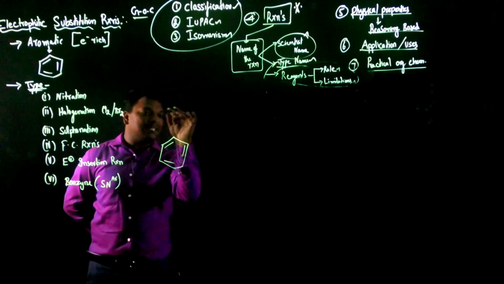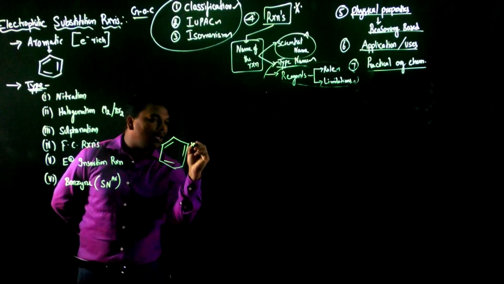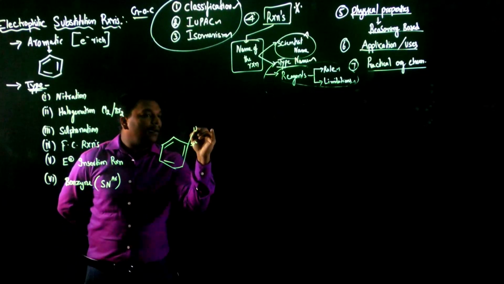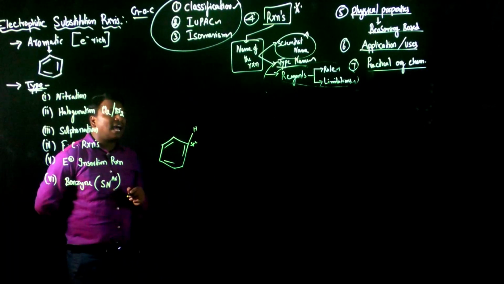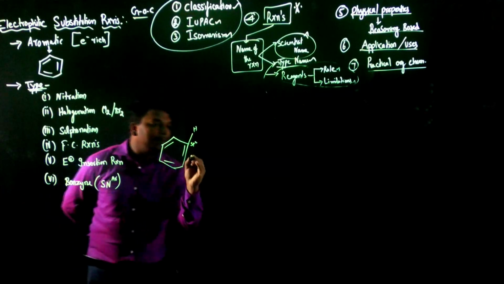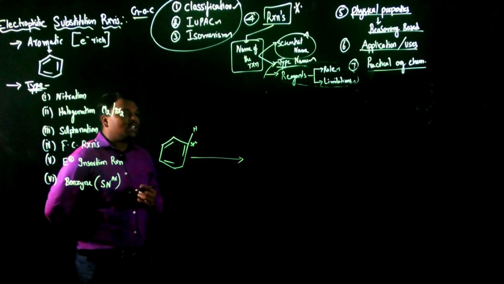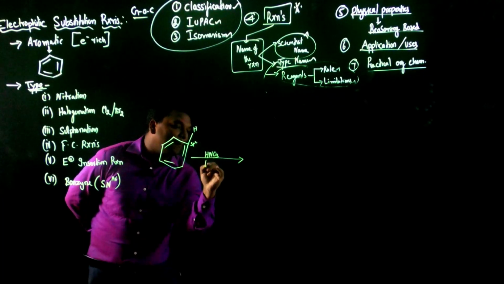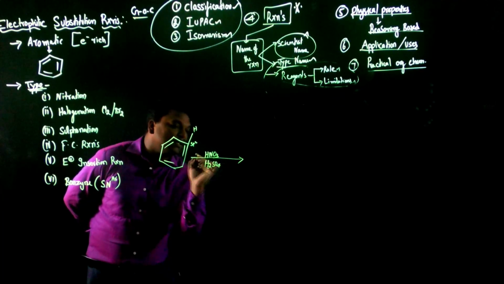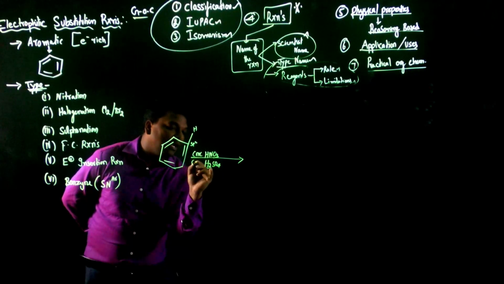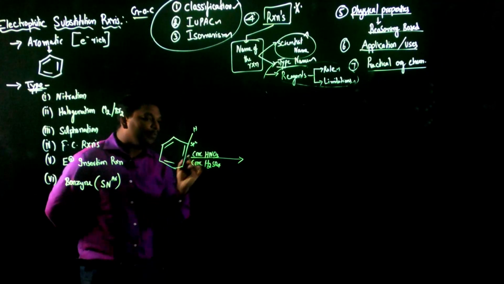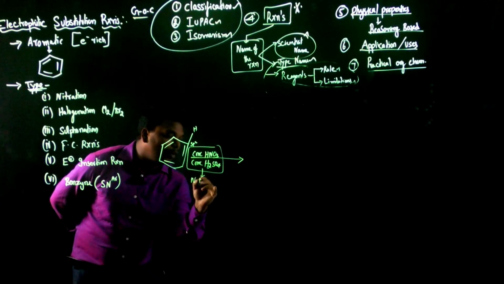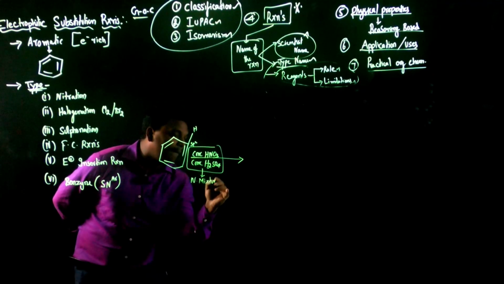And you know that benzene is an aromatic compound and all are sp2 hybridized carbon, and I am going to replace any one of this hydrogen in this benzene compound. Let me take nitration. First example, I will take nitric acid and sulfuric acid, concentrated nitric acid and concentrated sulfuric acid, and we will call this a nitrating mixture.